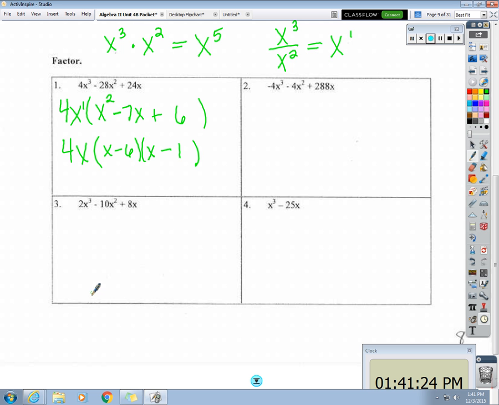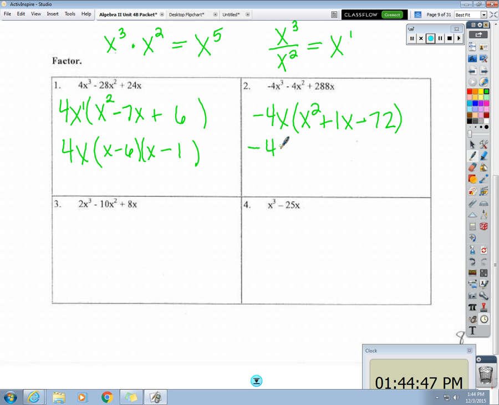Right. Okay, go ahead and try number 2. Alright, what is the GCF for number 2? Negative 4x, because since there was a negative on the leading coefficient, you pull it out. Okay, what did that leave? Minus 72, right. Because remember, every sign changes. It was negative, negative, positive, so now it's positive, positive, negative.